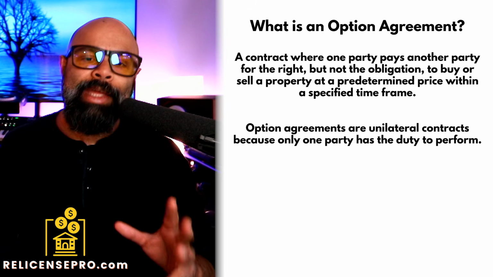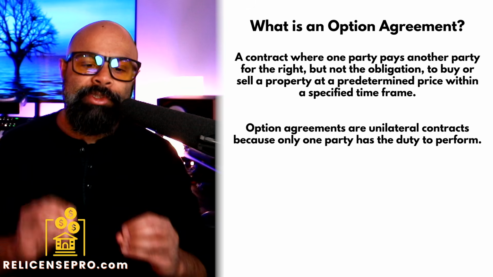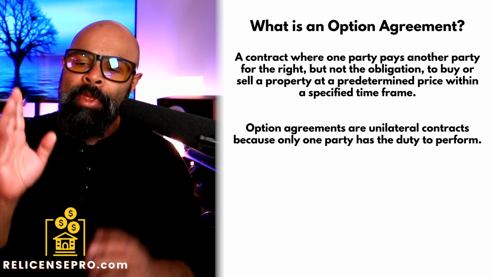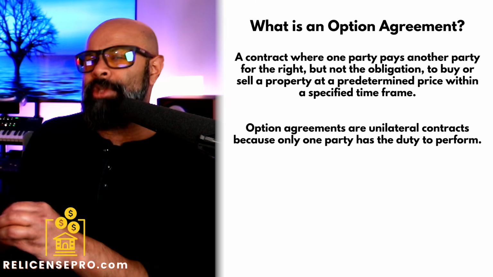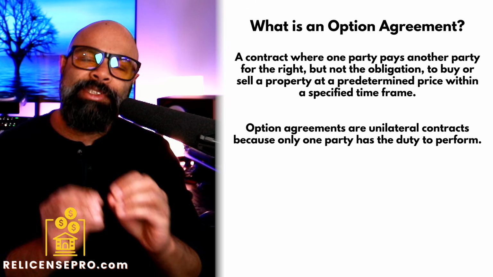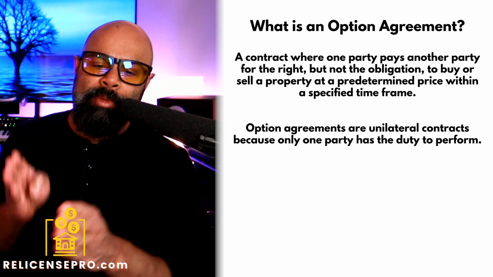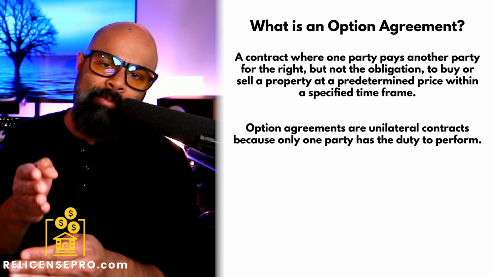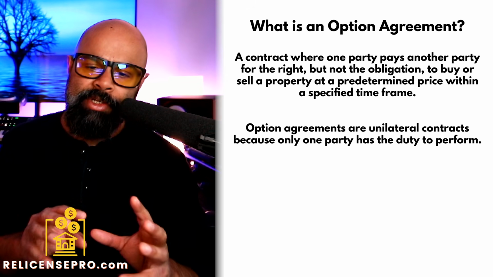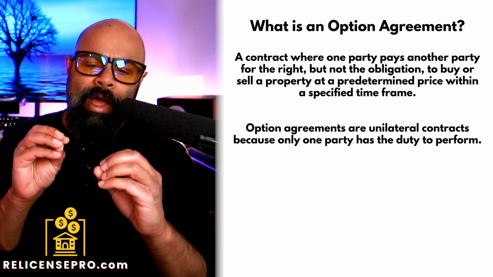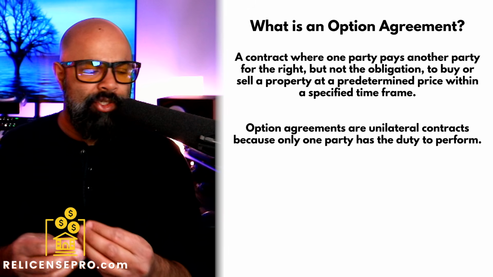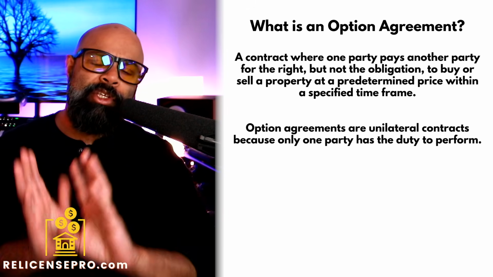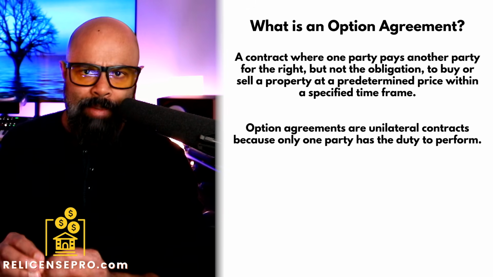Number one, what is an option contract? It's a contract where one party pays another party for the right, but not the obligation, to buy or sell a property at a predetermined price within a specified time frame. So that's kind of interesting. It's the right to buy something, but not the obligation. So I don't have to buy it if I choose to walk away from the option right.